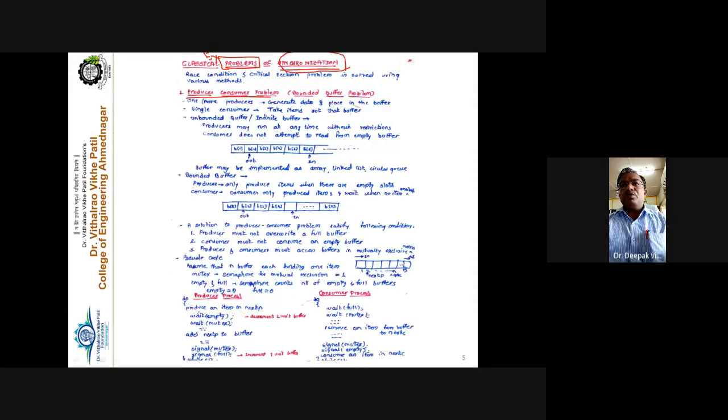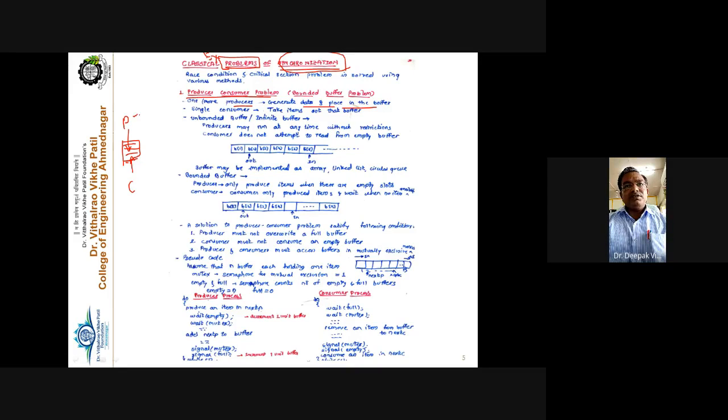One or more producer processes generate data and place it in the buffer. For example, this is the producer process, and this is the buffer. Already we have seen the buffer is a bounded buffer. Unbounded is a theoretical concept. The producer produces whatever data or information and places it inside that buffer. At the same time, the consumer process tries to consume the data which is placed inside the buffer.